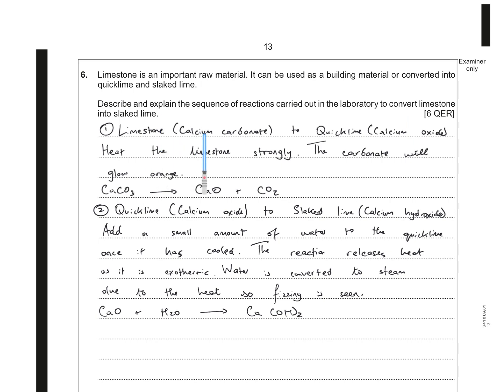So first thing, calcium carbonate, which is limestone, to quicklime, calcium oxide. We're going to heat the limestone strongly. The carbonate will glow orange. There's the equation. For quicklime to slaked lime, we're going to add a small amount of water to the quicklime once it is cooled. This reaction releases heat as it is exothermic. Water is converted to steam due to the heat, so fizzing is seen. And we go from calcium oxide, quicklime, plus water gives me calcium hydroxide, or slaked lime. My slaked lime will also crumble.